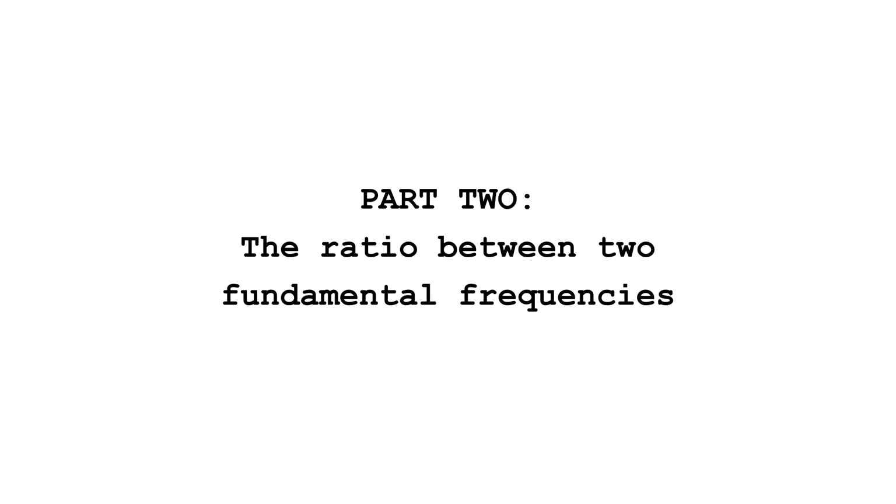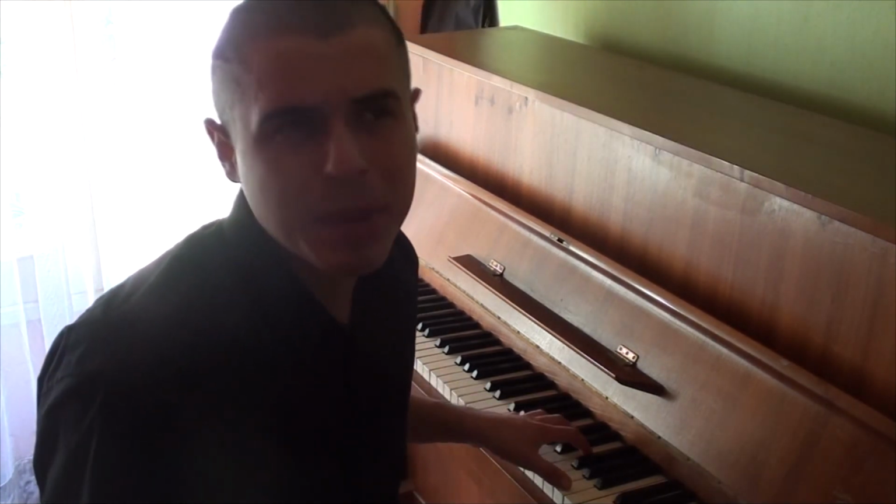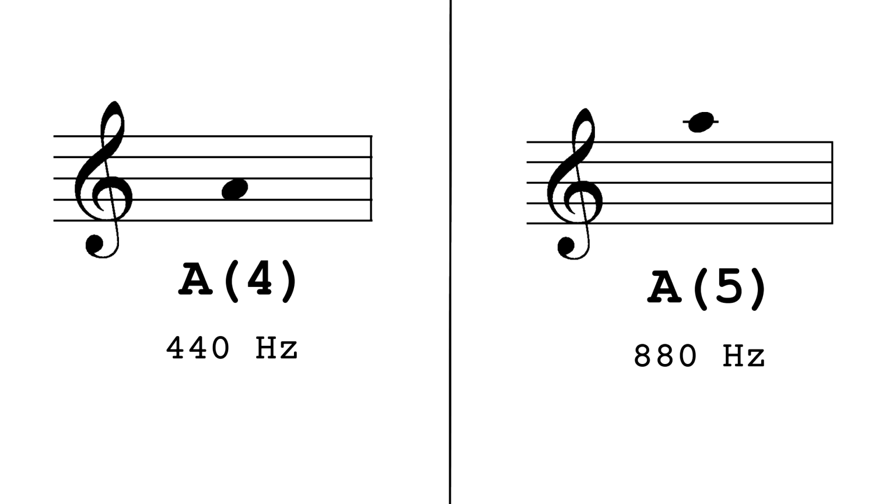Part 2. The ratio between two fundamental frequencies. Before going deeper into this, we need to know some things about the diatonic scale, which is the common scale we all know. So, why do we call this pitch A and this A as well? I mean, what do they have in common? Two fundamental frequencies share note names when they are in a power of two relation. So throughout the whole human hearing range, we have many pitches we call A.